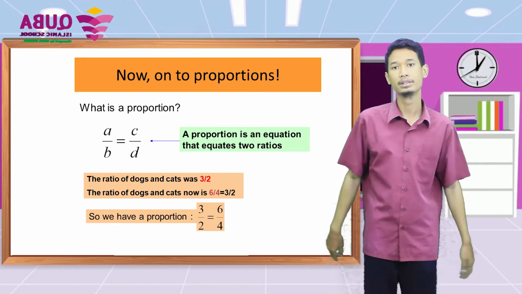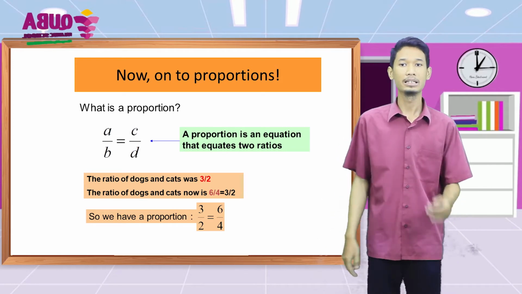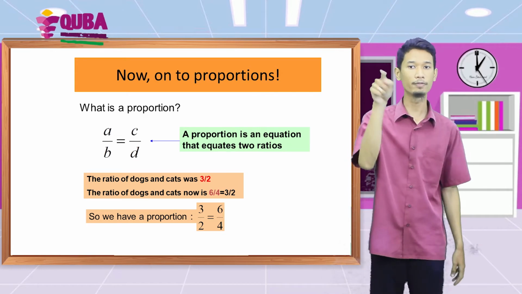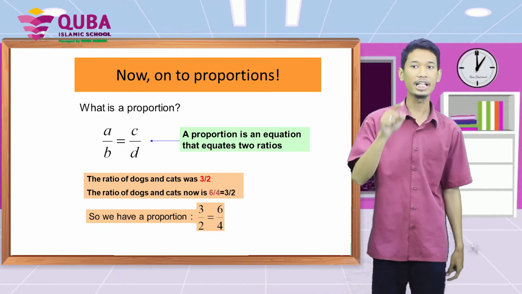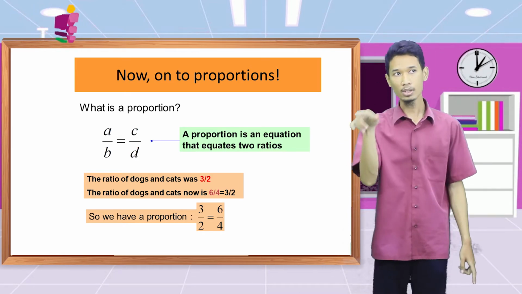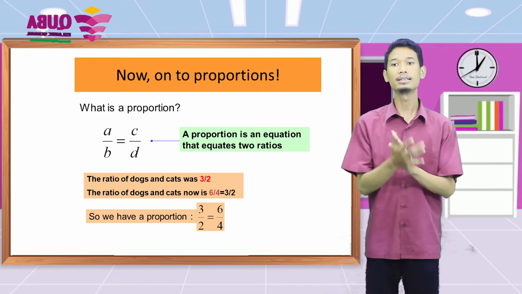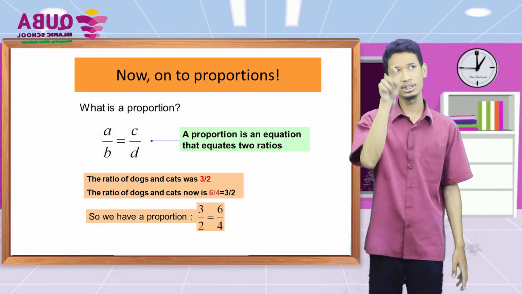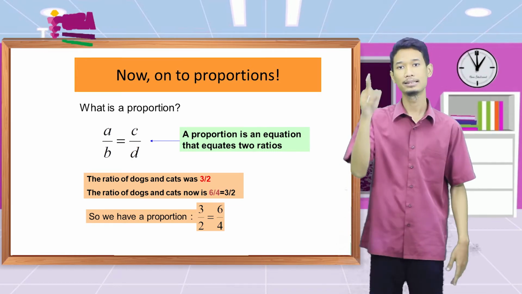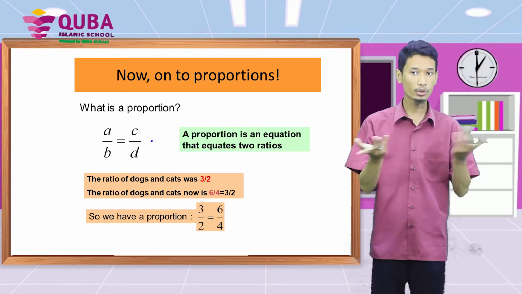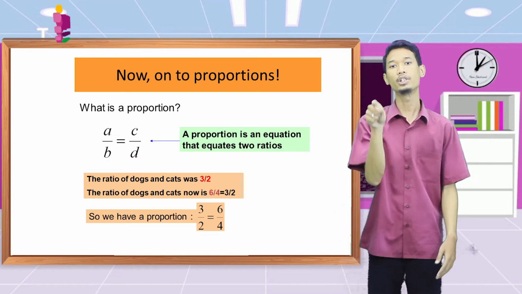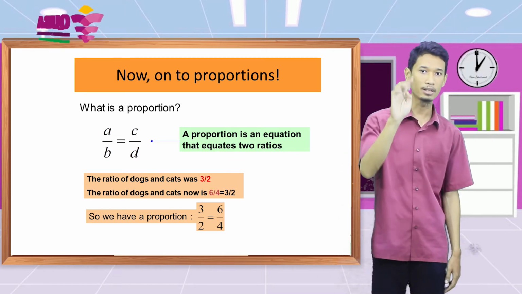What is proportion? I will tell you about proportion. A over B equals C over D. A proportion is an equation that equates two ratios. A over B equals C over D. The ratio of dogs and cats was 3 over 2. The ratio of dogs and cats now is 6 over 4, equal to 3 over 2. So we have a proportion. 3 over 2 equals 6 over 4.